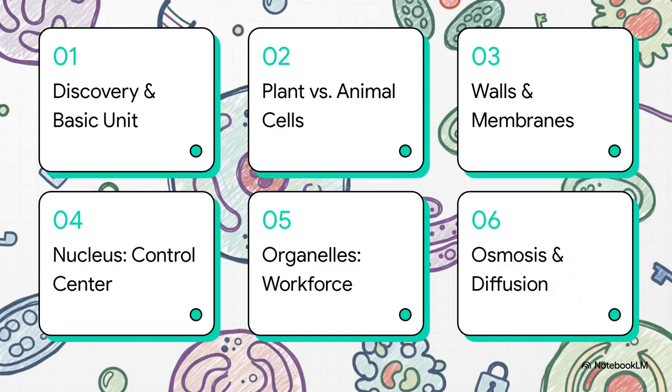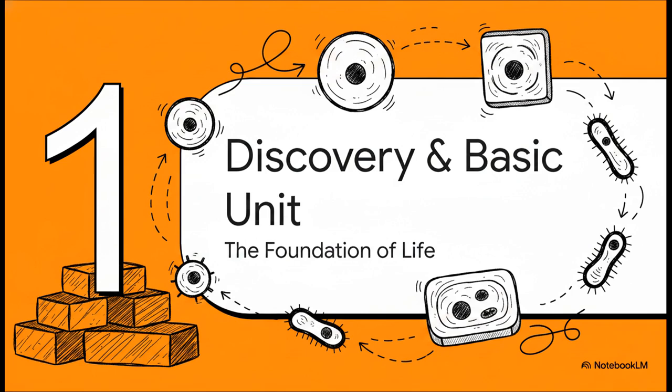Here's the roadmap for our tour today. 1. Discovery and basic unit. 2. Plant versus animal cells. 3. Cell walls and membranes. 4. The nucleus, our control center. 5. Organelles, the cellular workforce. And finally, 6. Osmosis and diffusion. Let's get going. Kicking things off with Section 1, Discovery and Basic Unit.